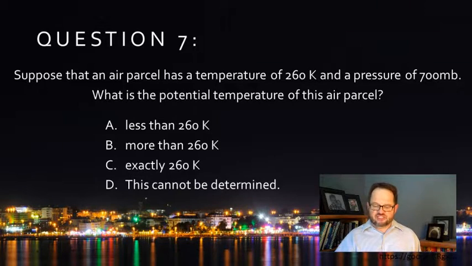Question 7. Suppose that an air parcel has a temperature of 260 Kelvin and a pressure of 700 millibars. What is the potential temperature of this air parcel? Now, you could actually crank through the math, and I kind of encourage you to try. But in the meantime, let's just think through what the signs would have to be and stuff like that. Would this mean that it is A, less than 260 Kelvin, B, more than 260 Kelvin, C, exactly 260 Kelvin, or D, this can't be determined from this information? What would be the potential temperature of that air parcel?